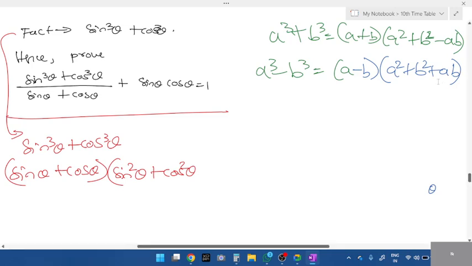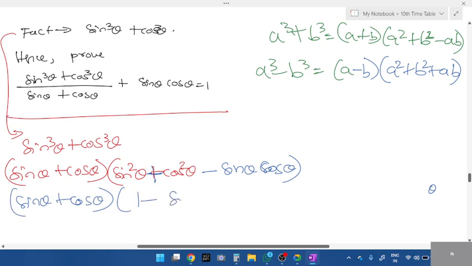Have the students done? Written the formula? Yes. Now can you all answer? What is a plus b? Sin theta plus cos theta into sin square theta plus cos square theta minus sin theta into cos theta. How do you further factorize this? Sin theta plus cos theta. What is sin square theta plus cos square theta? This is the answer for the first one. Is it clear? Did you all understand? You got the answer for the first one.